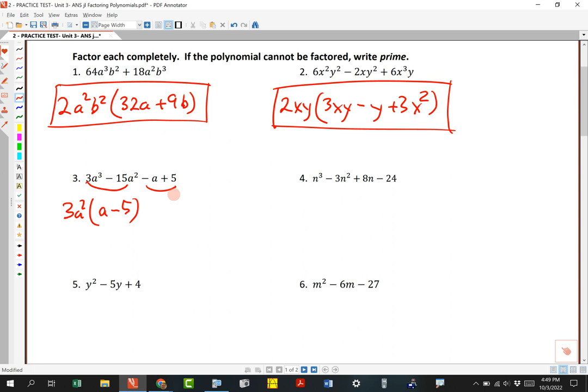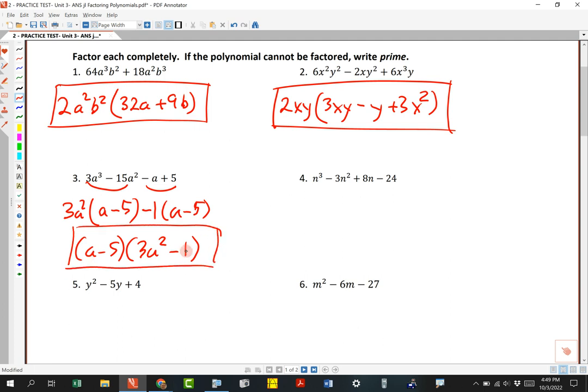They don't have anything common other than a 1, and we're going to take out the leading coefficient, so that's going to be a negative 1, and we're left with an a minus 5. And this makes us feel good because we've got an a minus 5 common to both of those. What we're left with of this first term is going to be a 3a squared minus a 1. We always want to factor completely. We might notice that we've got a perfect square of 1, but this is not a perfect square. 3 is not a perfect square, so we're going to leave it right there.